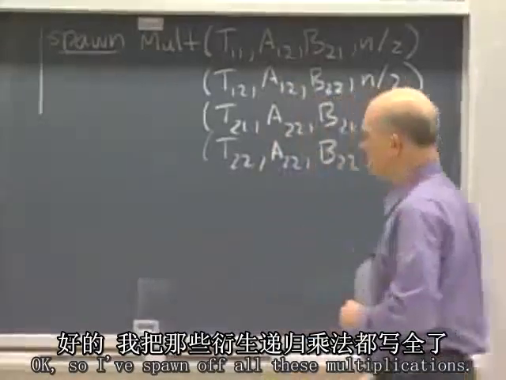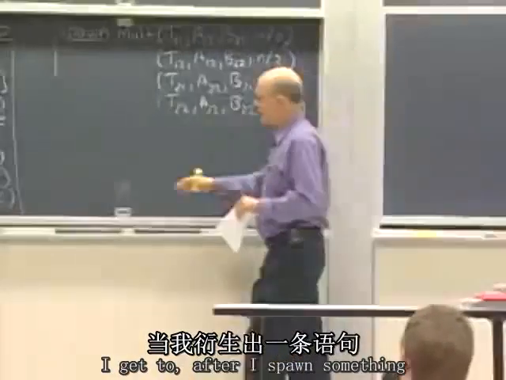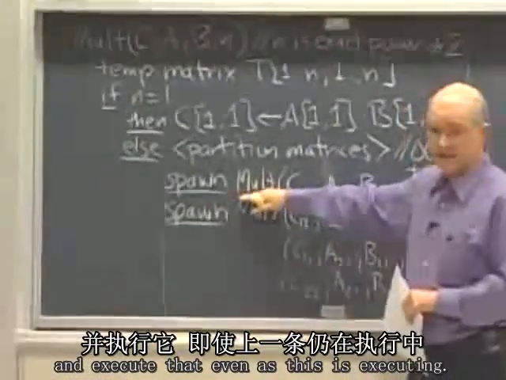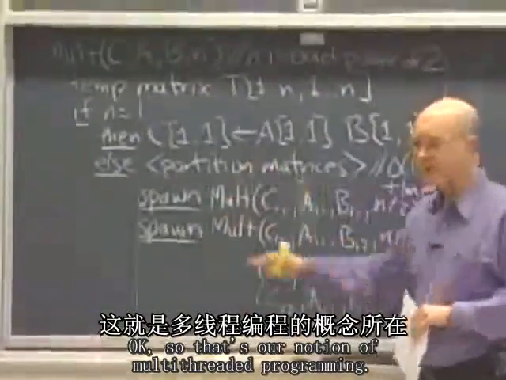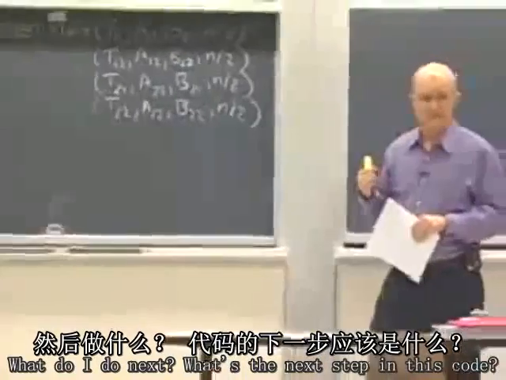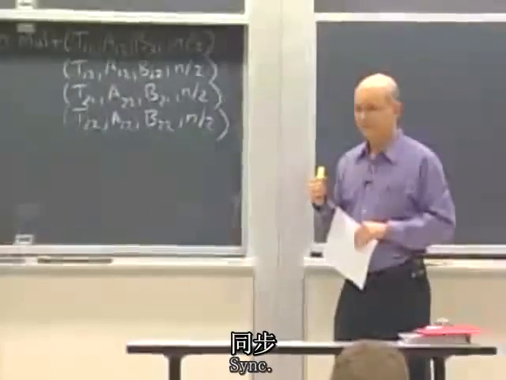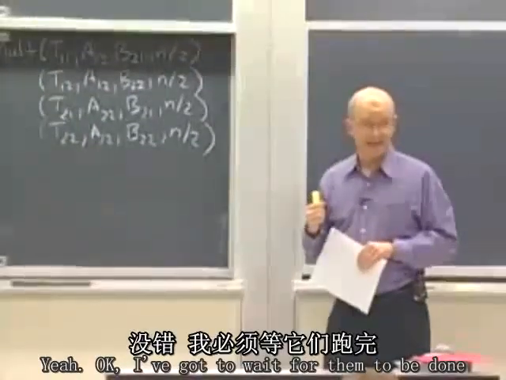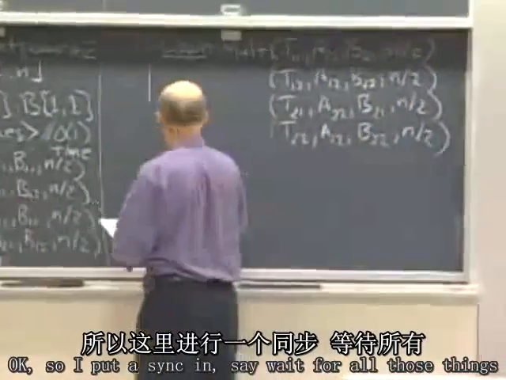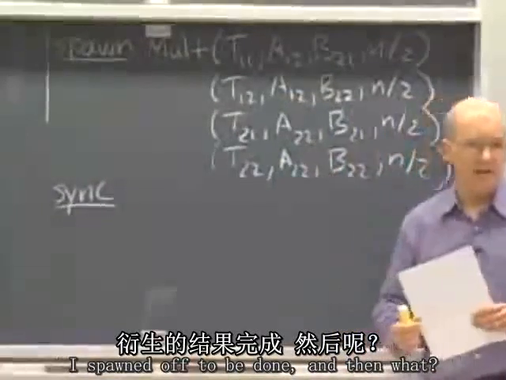Okay, so I've spawned off all these multiplications. So that means when I spawn, after I spawn something, I can go on to the next statement and execute that even as this is executing. Okay, so that's our notion of multi-threaded programming. I spawn off these 8 things. What do I do next? What's the next step in this code? Sync, yeah. Okay, I have to wait for them to be done before I can use their results. So I put a sync in, saying wait for all those things I spawned off to be done. And then what?